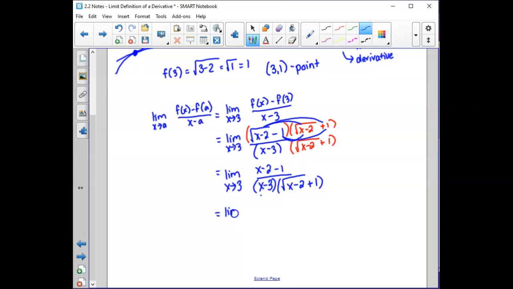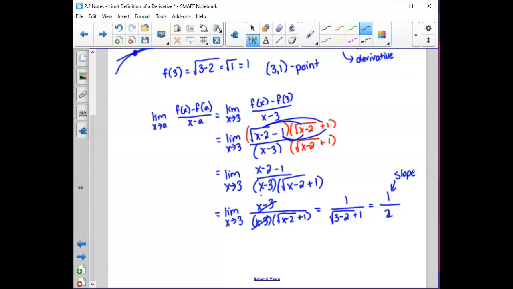We can see here that the limit as x approaches 3 is going to be x minus 3 over x minus 3 times the square root of x minus 2 plus 1. These are going to cancel. Now we can plug in our 3, so we'll have 1 over the square root of 3 minus 2 plus 1, which is going to give us 1 over the square root of 1 plus 1, which gives us 2 in that denominator. So finally, 1/2 is our derivative. This is our slope.